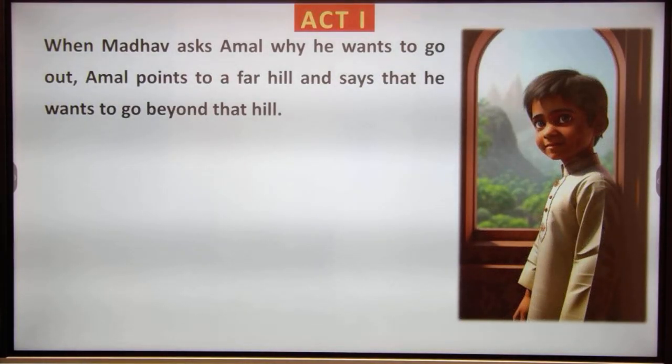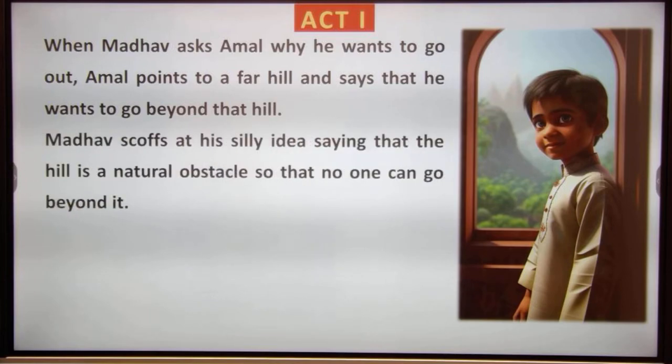Amal points to a far situated hill and says that he wants to go beyond that hill. There is a hill which is visible from the window. और अमल कहता है कि मैं उस हिल के पार जाना चाहता हूँ. I want to see the world beyond that hill, जो उस हिल के आगे है.